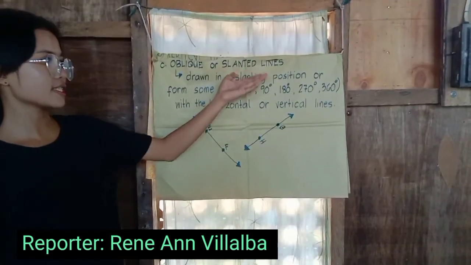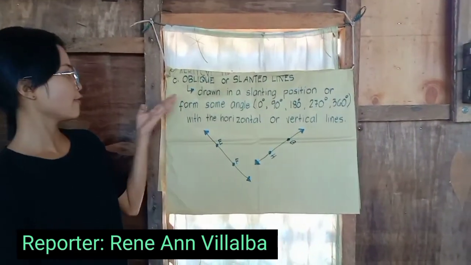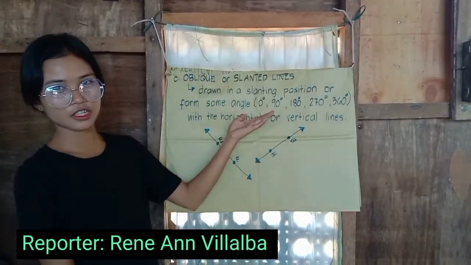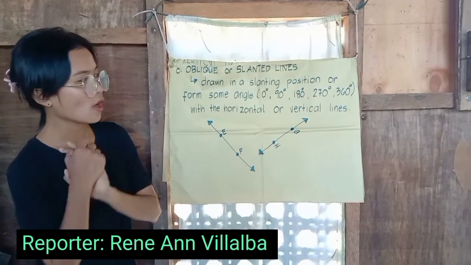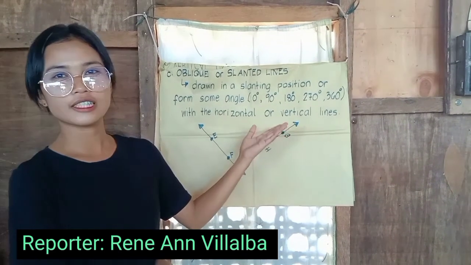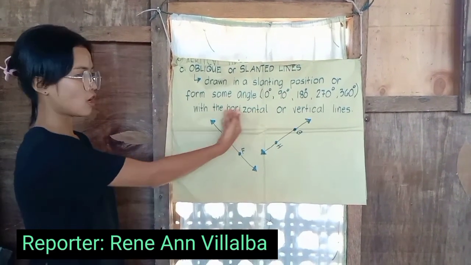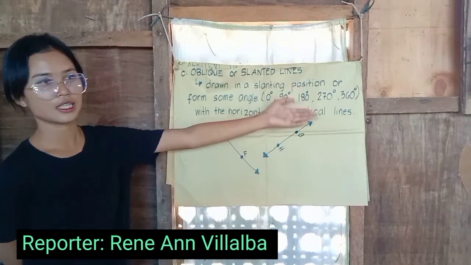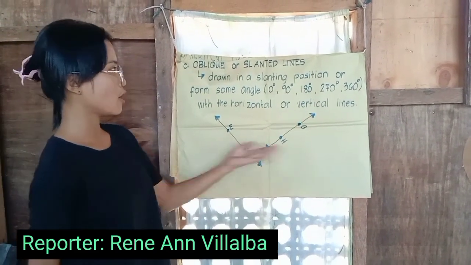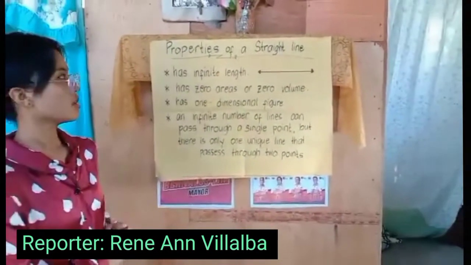So third is the oblique or slanted line. It is drawn in a slanting position and forms angles other than 0 degree, 90 degree, 180 degree, 270 degree, or 360 degree with a horizontal or vertical line. So this is the figure of an oblique or slanted line.